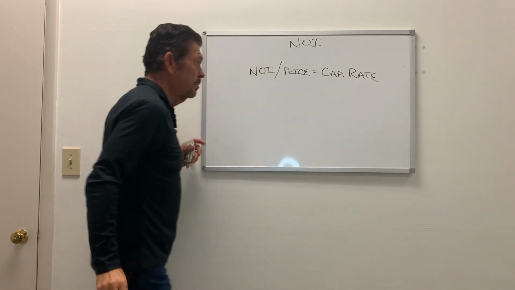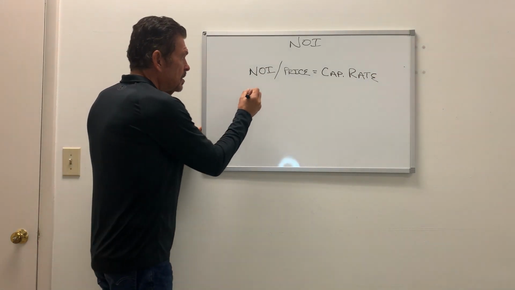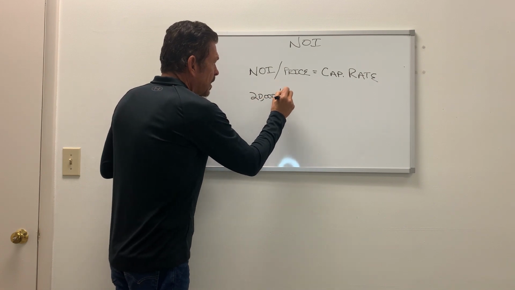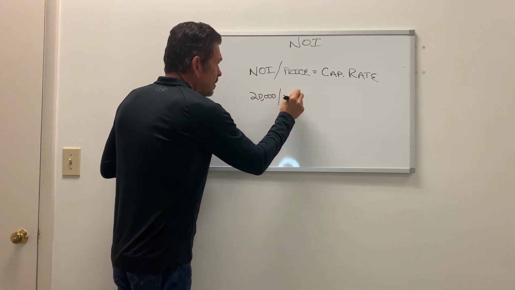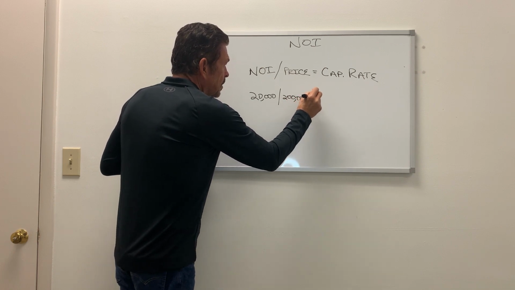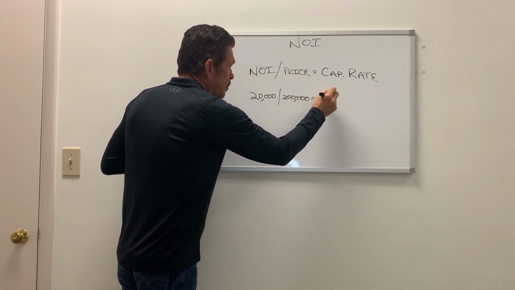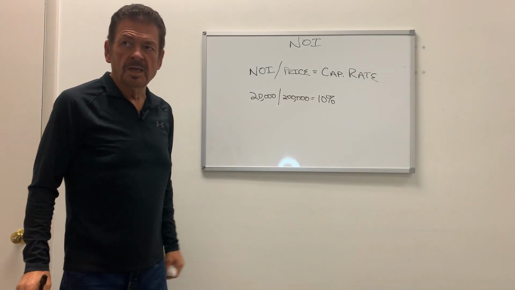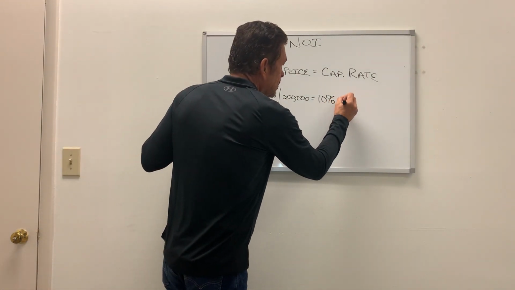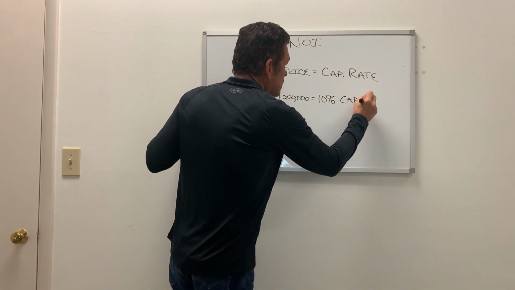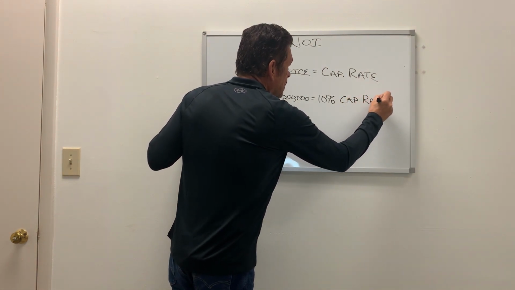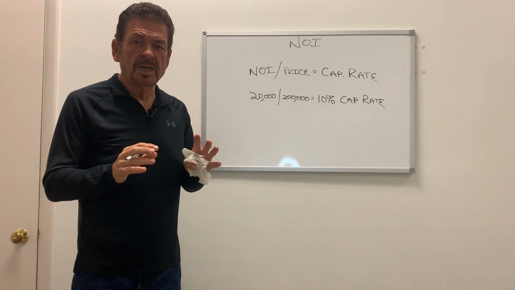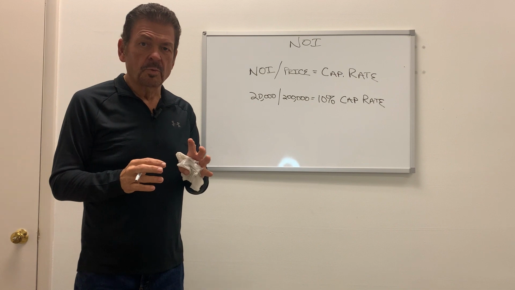So the example in this is, if we have a net operating income of $20,000 and we paid $200,000 for the property, we are getting a 10% cap rate on our money. Now, there's a bit of an inverse relationship between cap rate and what a property's worth.